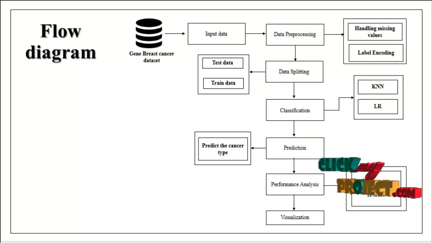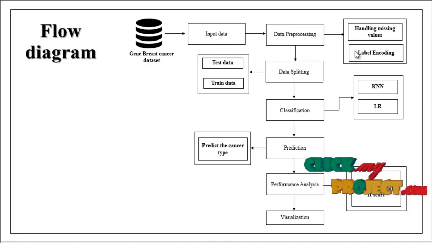Then we are going to discuss the flow of our project. First, we need to take one input dataset, the gene breast cancer dataset. The collected data we need to read and load with the help of the pandas package. Then the collected data is carried to the pre-processing model. In this step we check or handle whether any missing values are present. We check missing values to avoid wrong prediction.